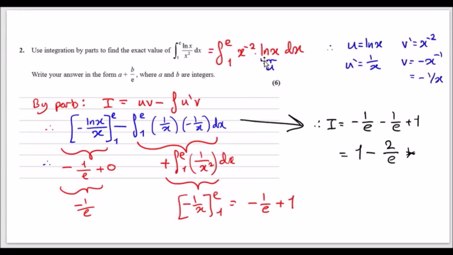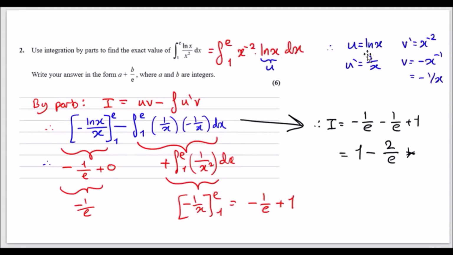We always say this is u, because one rule of thumb is that when you have a natural log, always use it as u, and then let the other term be v prime, or dv over dx. So that's what I did over here. And just a quick recap, the general formula to integrate by parts is uv minus the integral of u prime v, and you can just use it from here.